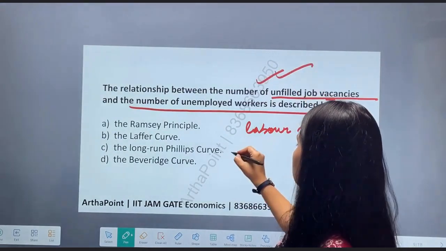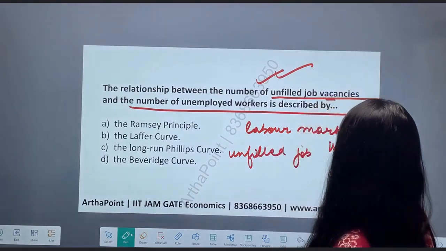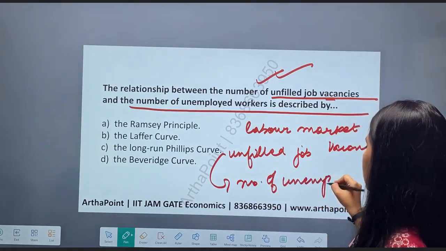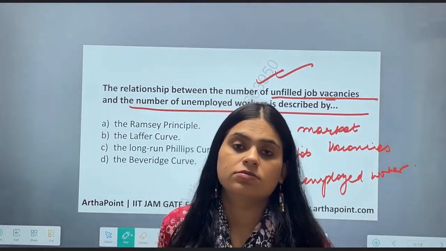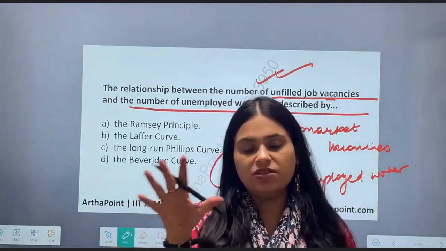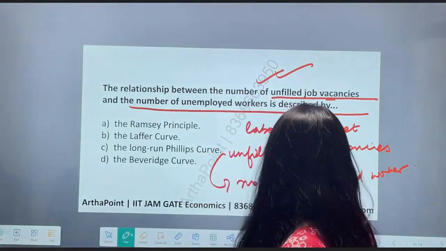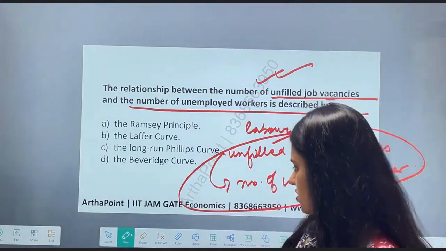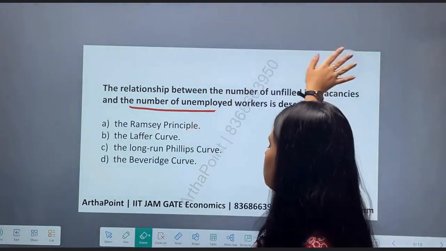I want to find the relationship between unfilled job vacancies and number of unemployed workers. How many vacancies could not be filled versus how many workers are unemployed, I want to describe that relationship between these two things. So if you try to use method of elimination, beta, it will get solved.